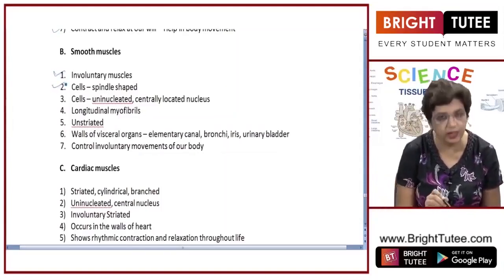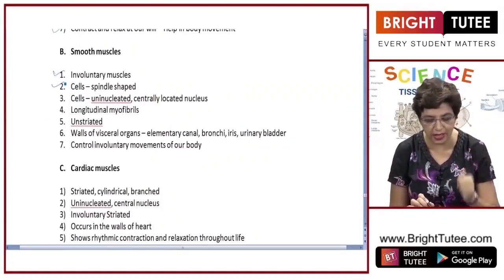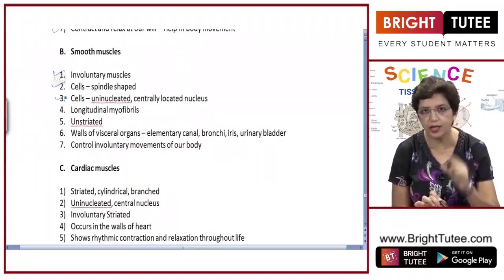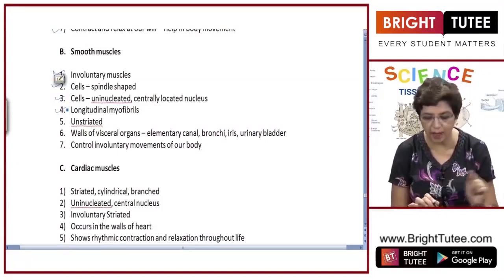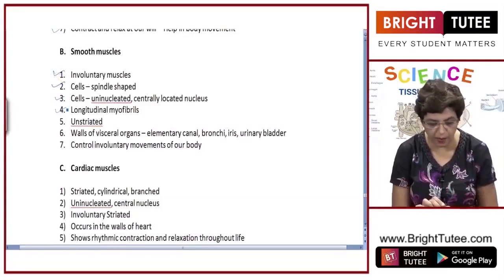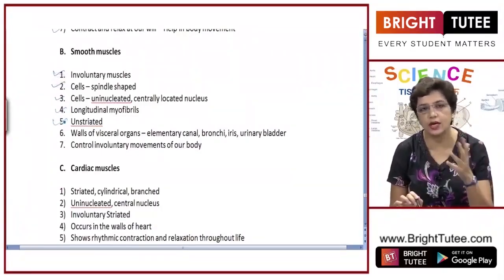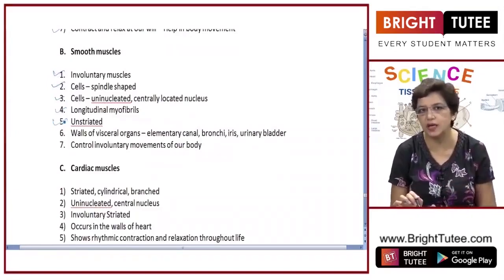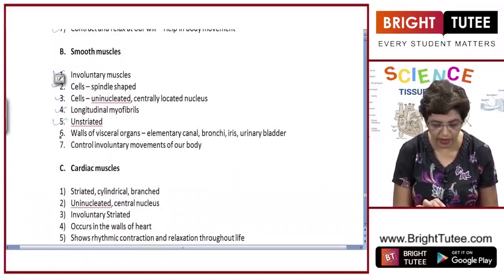The cells are spindle shaped. In striated, I told you cells are cylindrical. In this, they are spindle shaped. Cells are uninucleated and the nucleus is centrally located. They contain longitudinal myofibrils or muscle fibers. They are unstriated. They do not contain dark and light bands if seen under a microscope. They appear smooth. That is why the name smooth muscles.